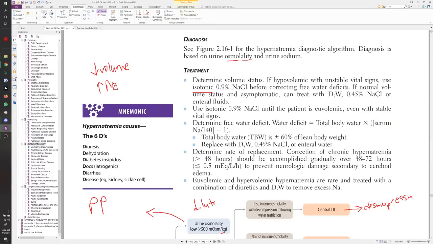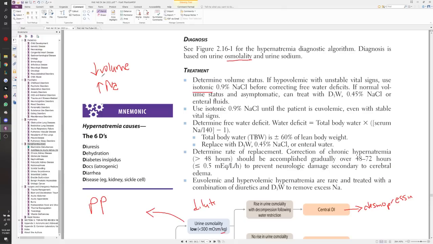This often makes people think that they should use hypotonic saline, and that's always going to be an answer choice, and you'll pick that and you'll get it wrong. The problem is that right now, look at what we're doing. This is the first step. The first step is to fix the volume.